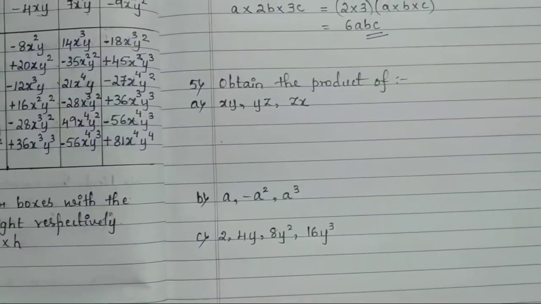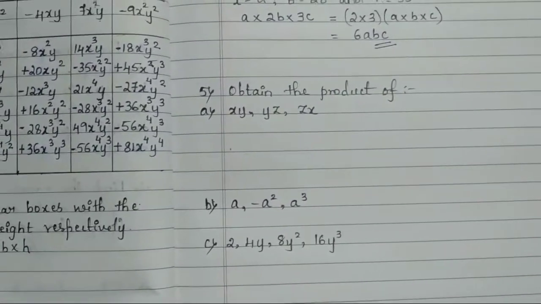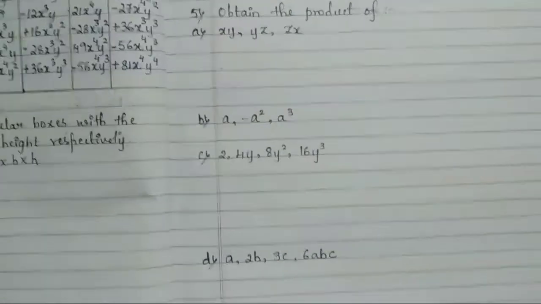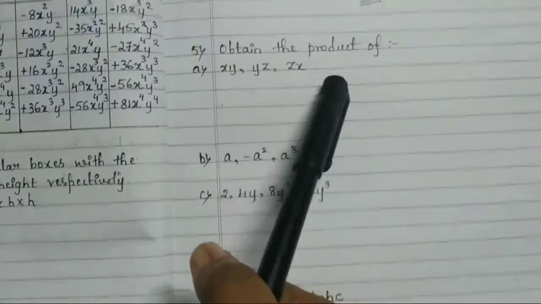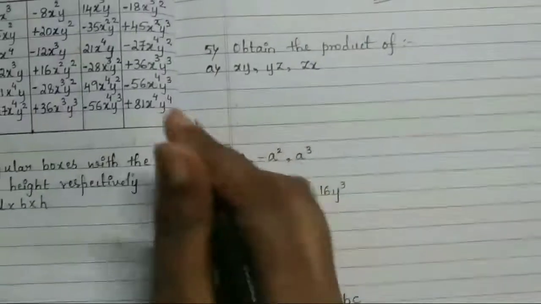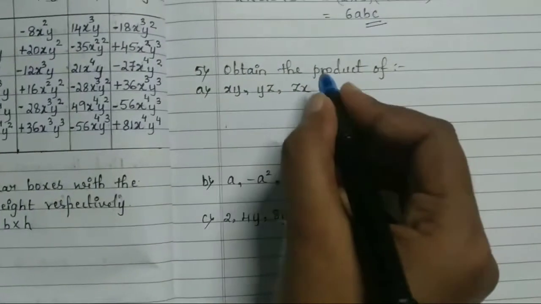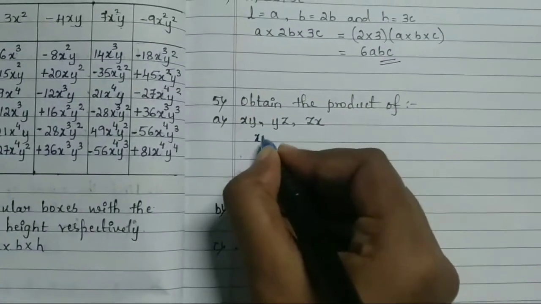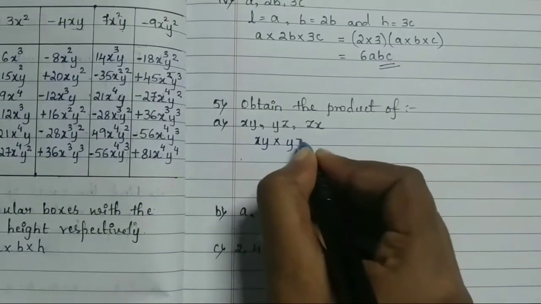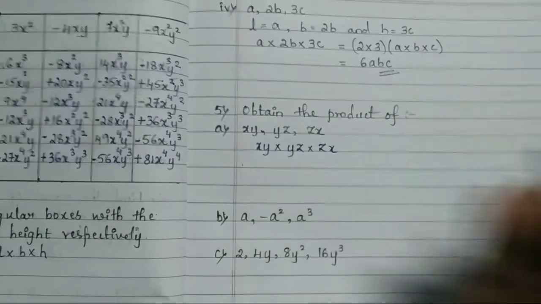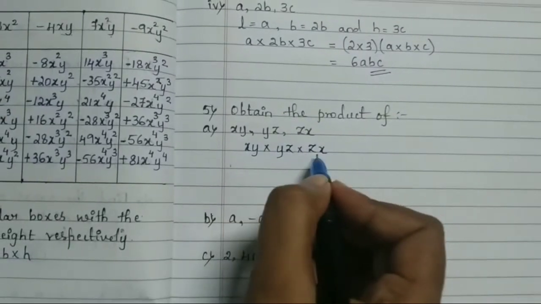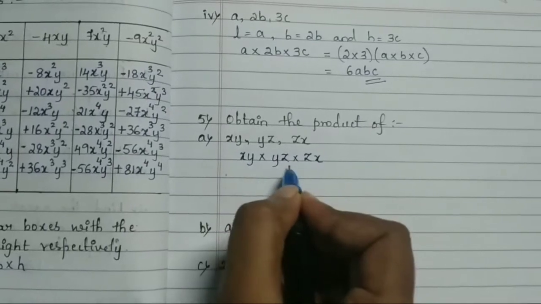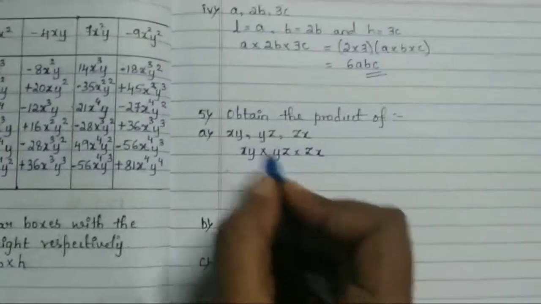Okay. The next one, we will see the fifth question. Obtain the product of the given terms. There are a few questions here, 4 questions, and we have to find the product of all these. So here the answer will be, product means we have to multiply all these 3 terms. So here it will become xy into yz into zx. Okay, so here there is no numerical term. What we have to do is we will separate the x terms, we will separate the y terms, as well as we will separate the z terms.